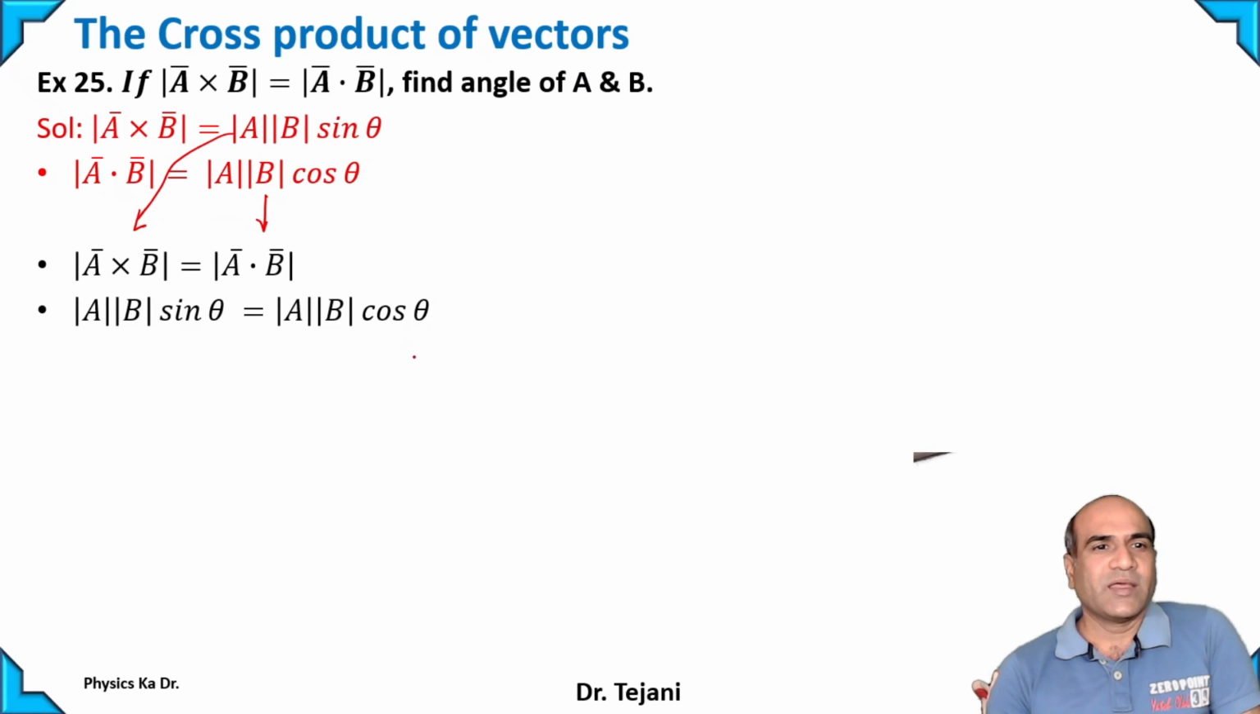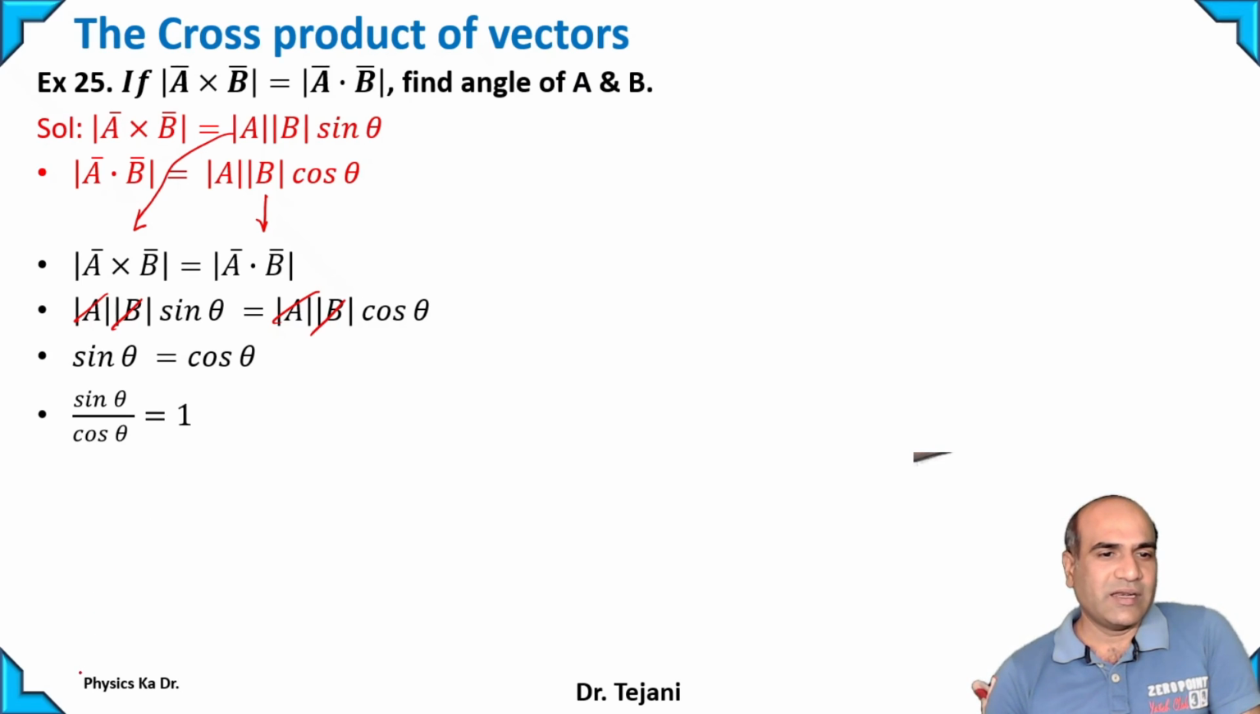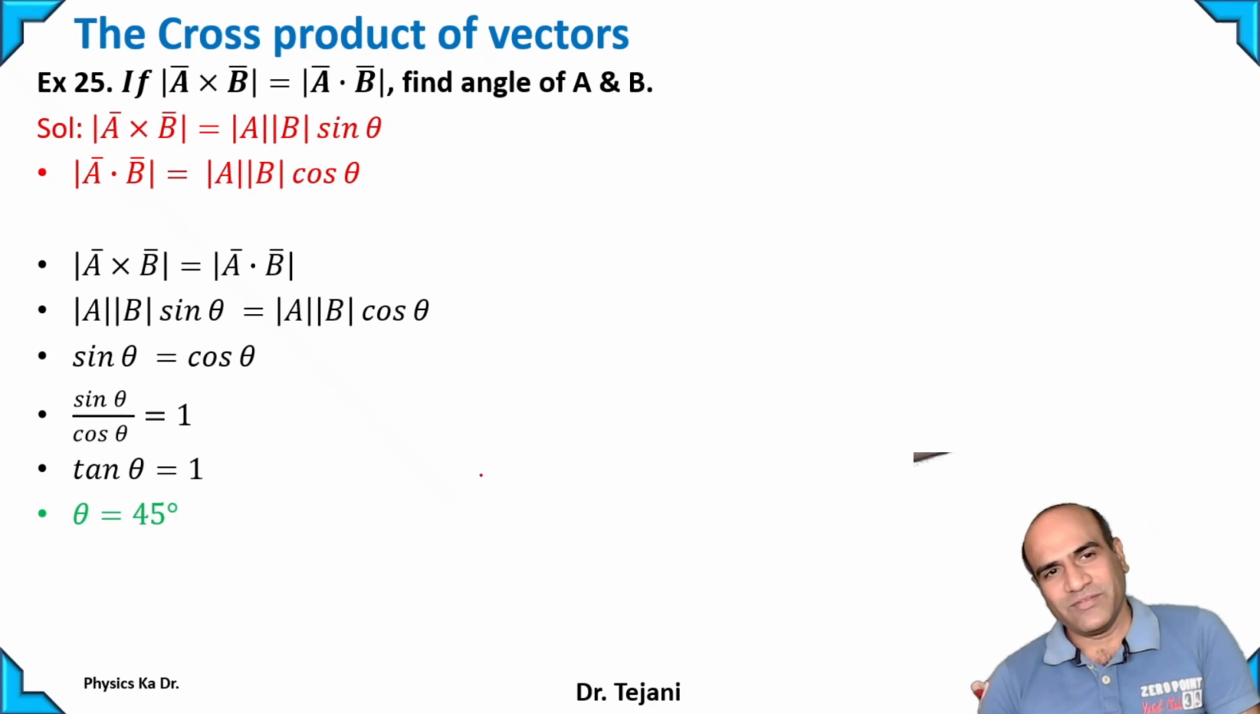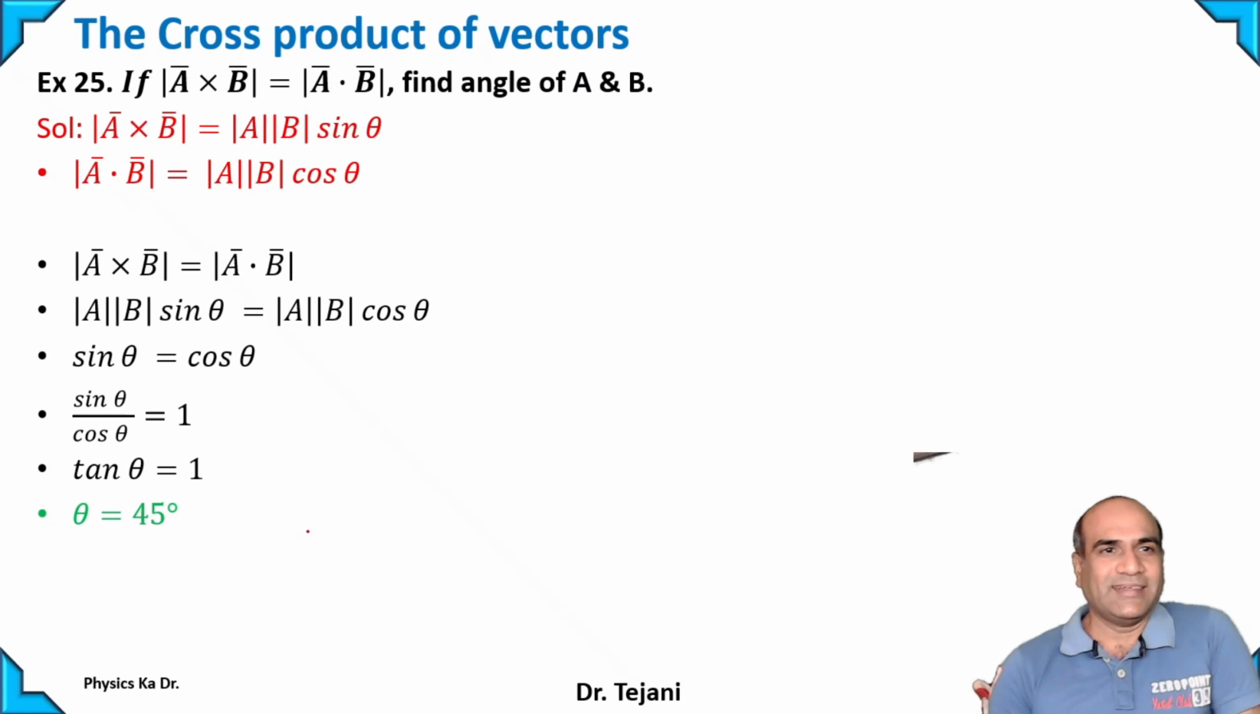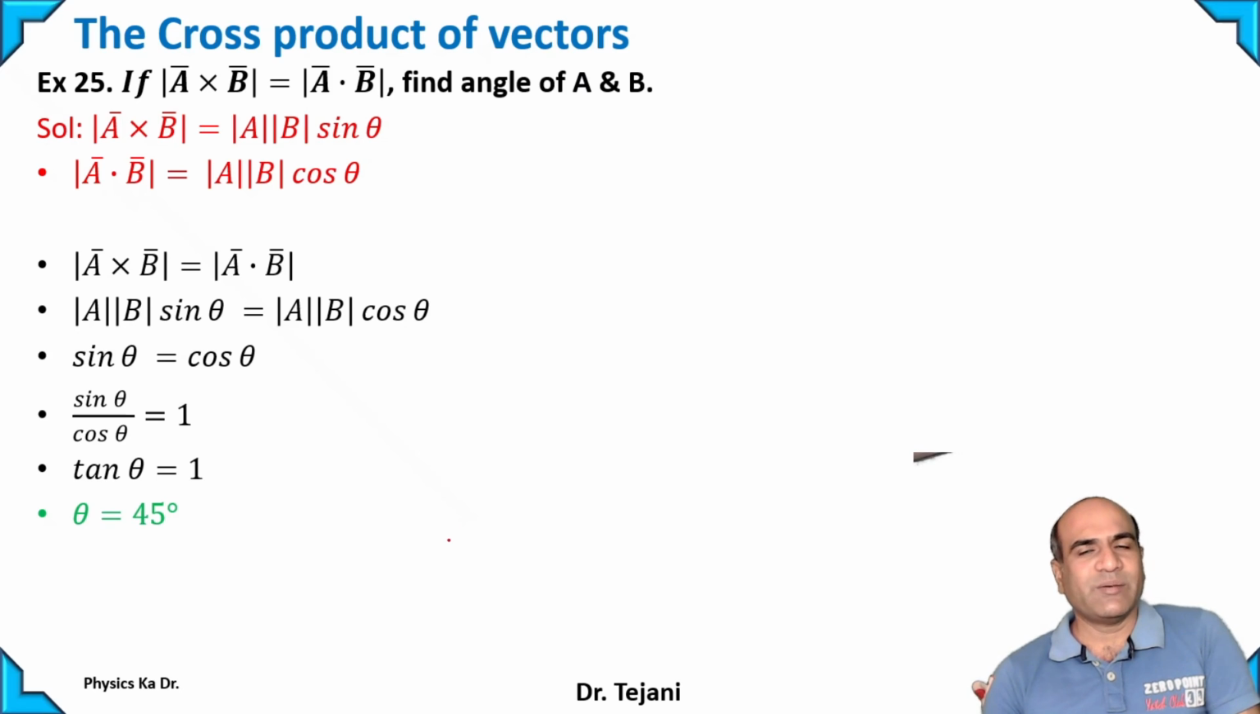So what happened? AB sin theta is equal to AB cos theta. Let's cancel out this. So sin theta is equal to cos theta, and ultimately sin theta divided by cos theta becomes 1. So it is tan theta. And when tan theta is 1, answer me. 45. Yes, yes, yes. Answer is correct. So this kind of question you may find in the examination also.